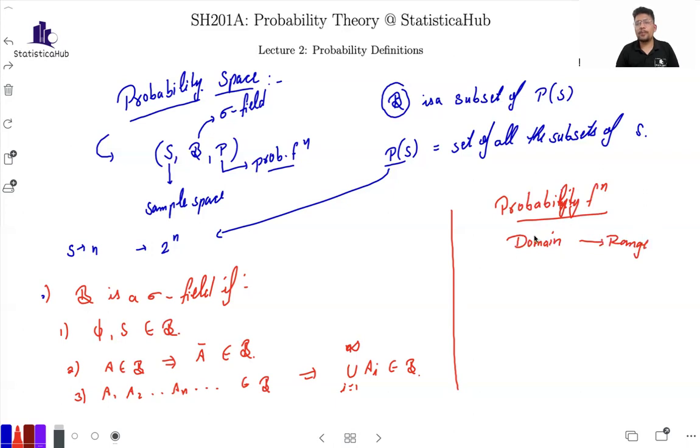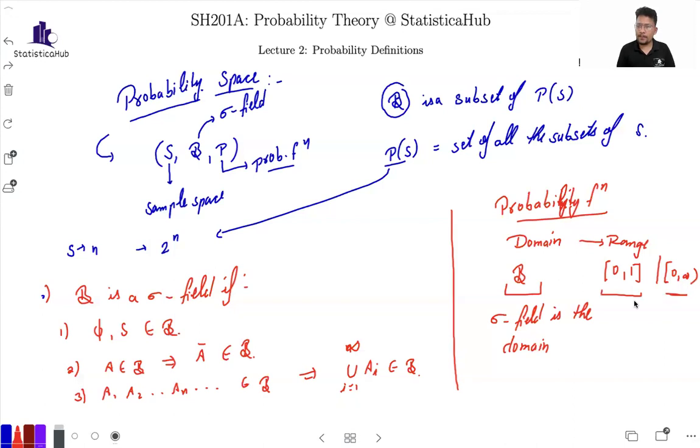The domain for the probability function will be this B, the sigma field. And the range will be 0 to 1, and in some cases it can go from 0 to infinity. That is a different setup. We are not going to discuss this right now. We will only take the subpart 0 to 1. So that's how we define the probability function.